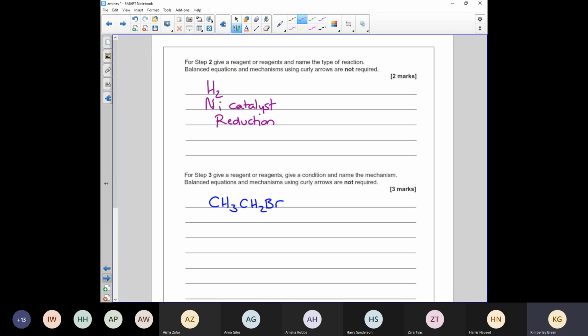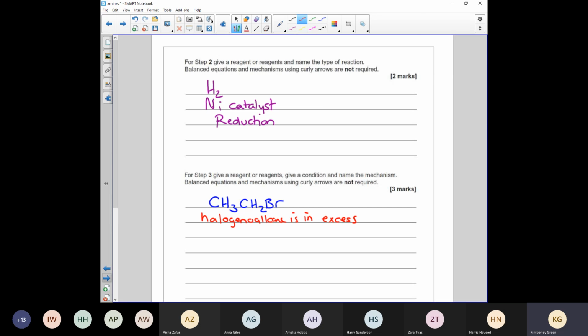So I need that halogenoalkane. I need a condition for it. And it is that the halogenoalkane is in excess. In order for that amine to keep on reacting and make another amine and then keep that reacting, we need our halogenoalkane in excess. Okay? So the halogenoalkane is in excess. If we wanted it to stop after 1 substitution, we would have the amine in excess.